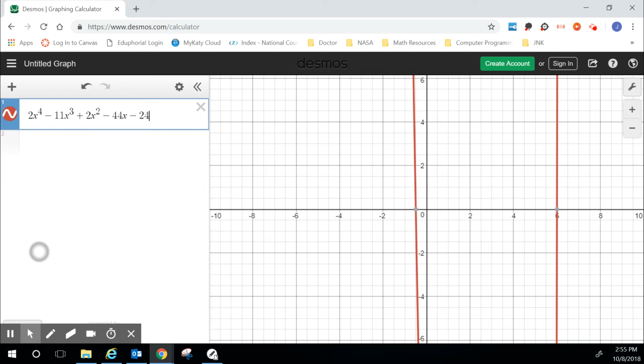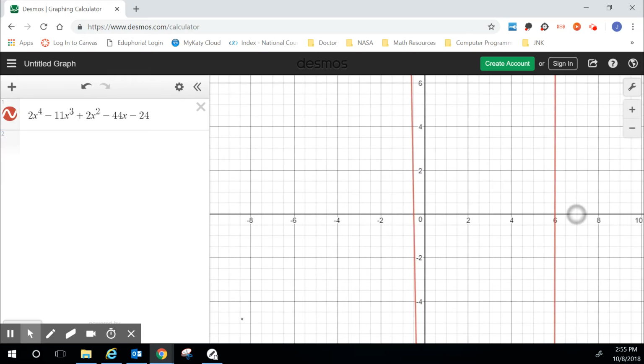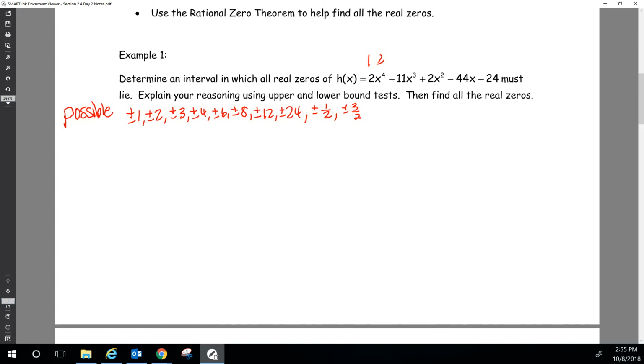So it looks like our lower zero is -1. Sorry, somewhere between 0 and -1, so probably more like -1/2. Looks like my upper one is probably 6. So remember, I'm going to go one less than and one greater than. So let's say -1 and 7. I'm going to test those two guys. So for -1, this is the interval we're testing, -1 and 7.